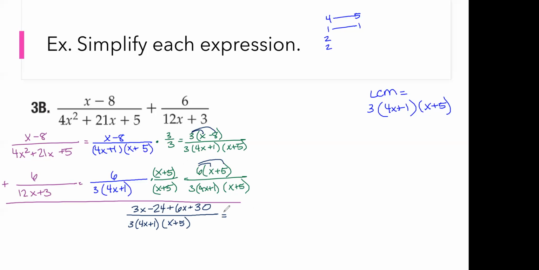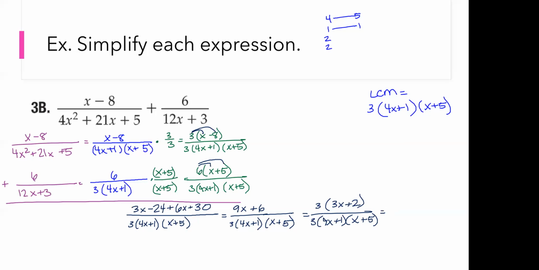So in my numerator, I'm going to combine my terms. So 3x plus 6x is 9x, and negative 24 plus 30 is positive 6. So my denominator stays the same. Now I notice in my numerator, 9x plus 6, I can factor out a 3, and I'm left with 3x plus 2. And then in my denominator, I have the same denominator, (4x plus 1) times (x plus 5).